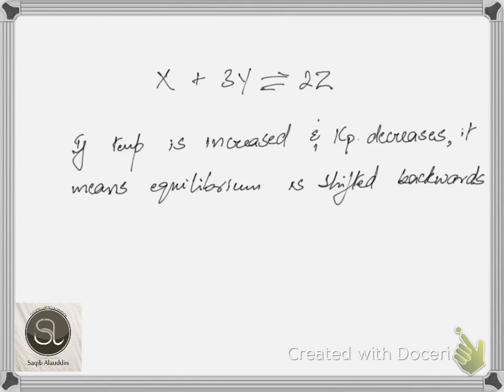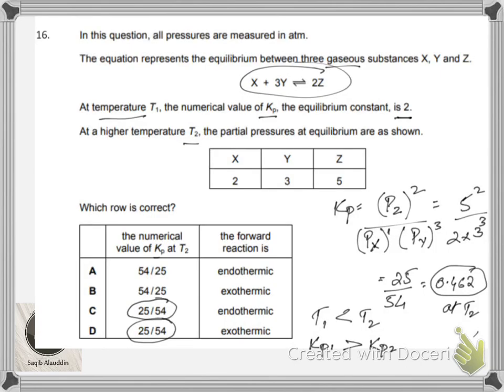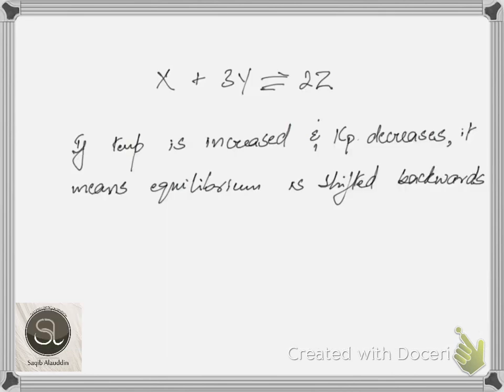See, what do we conclude? We've already concluded that T2 is a higher temperature than T1, but the value of Kp we've calculated at T2 is lesser than at T1. Now, what does this imply? This means if temperature is increased, the Kp decreases.